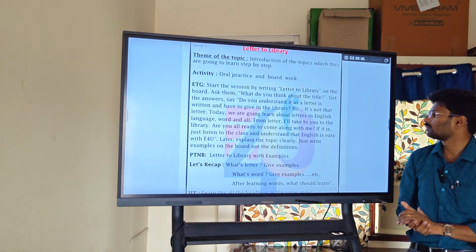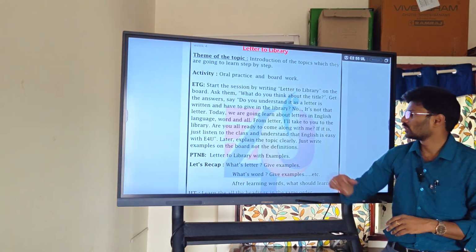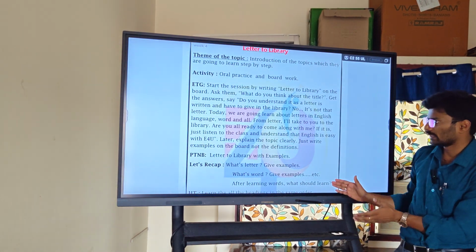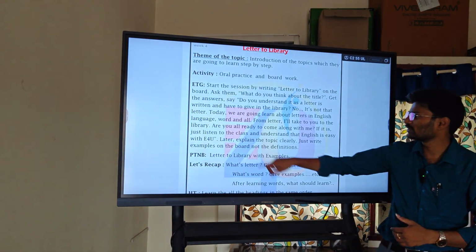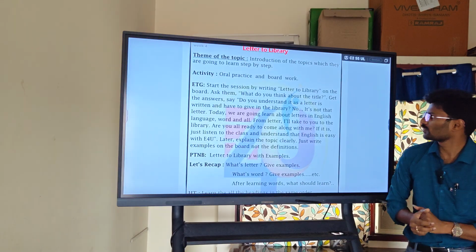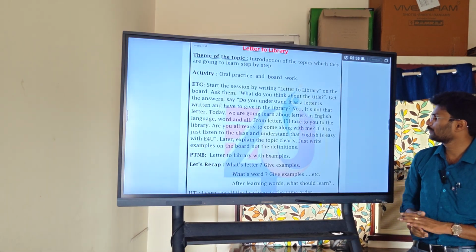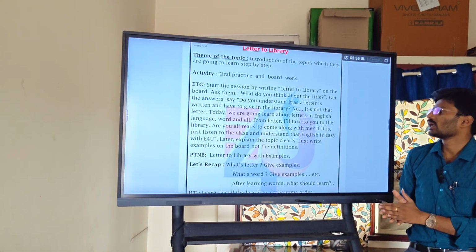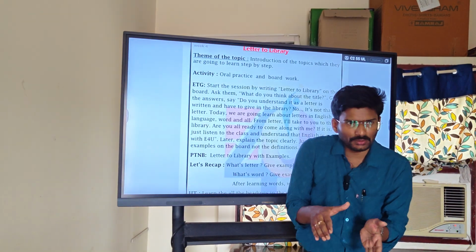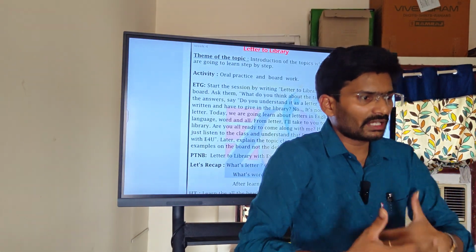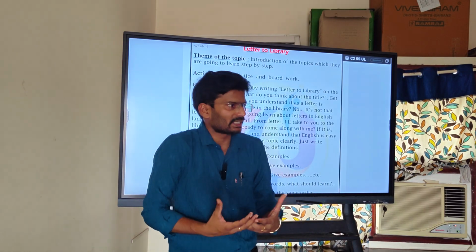Today we are going to learn about letters in the English language, words and all. So letters, words and all. We are not telling about phrases now, because we'll ask them again. So from letter I will take you to the library. Are you all ready to come along with me? So from letter I am going to take you to the library. Likewise, you need to create some interest.